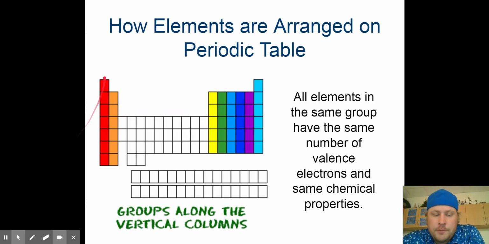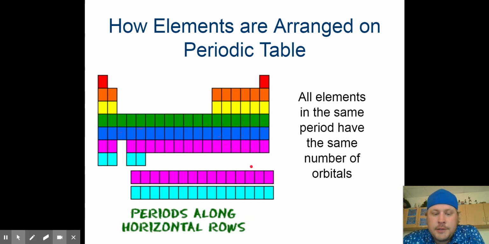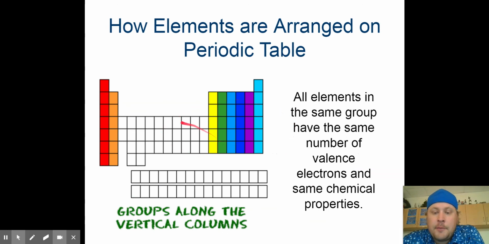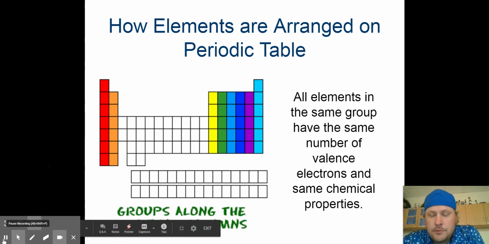So groups are vertical, there are 8 of them. Periods are horizontal, there are 7 of them. It's the number of orbitals. This is the number of valence electrons. We're going to talk about what that means coming up. The end of group 2. Nice job.